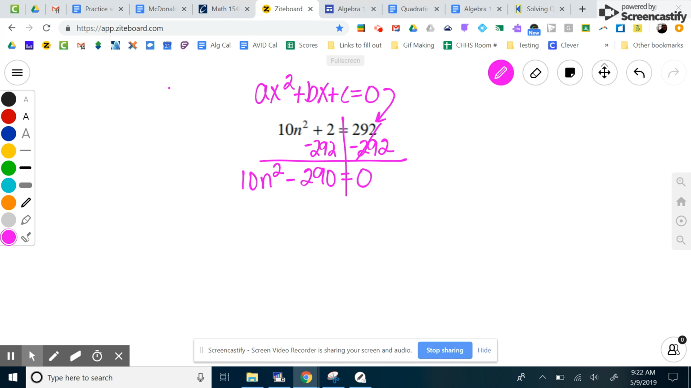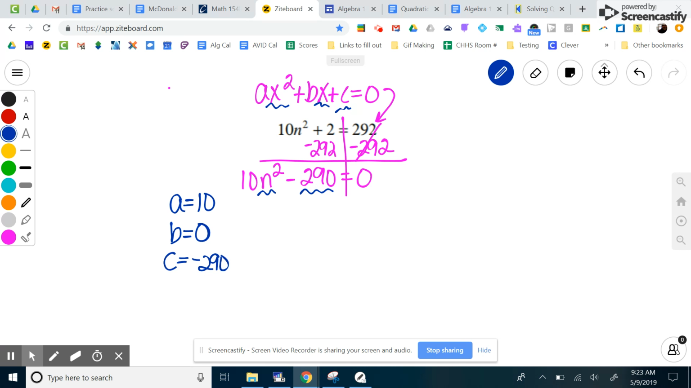So I'm ready to name A, B, and C. This is where this one gets just a little bit tricky. A is in front of the x squared term, or the squared term in general. So that's 10. B is in front of the x, or this time n. If you notice, we don't have one, so that means it's 0. And C is the constant, so our constant is negative 290.